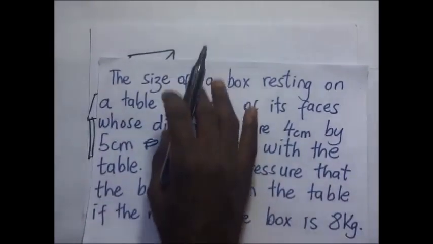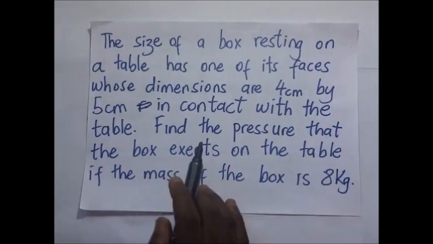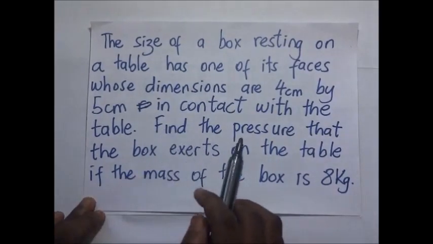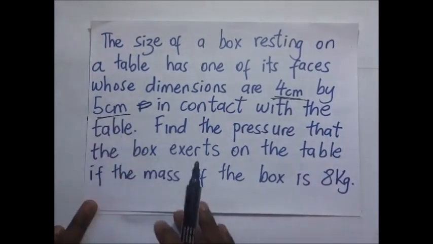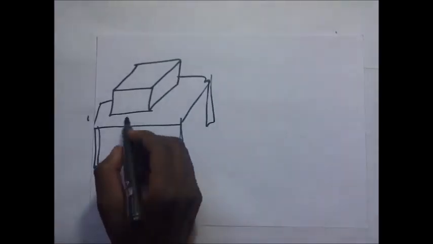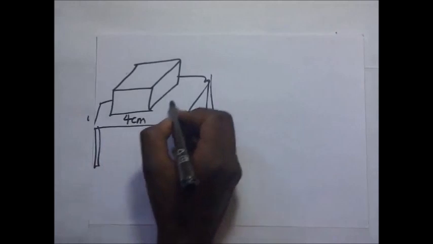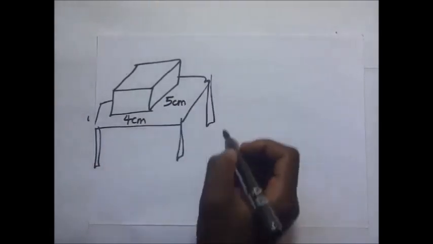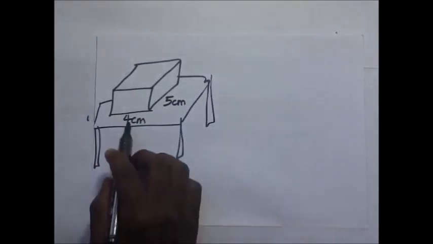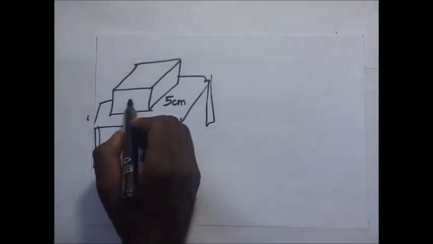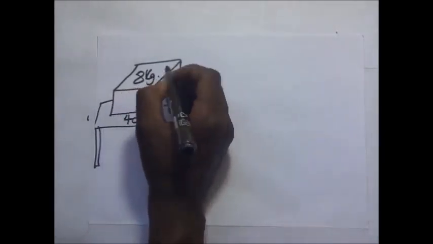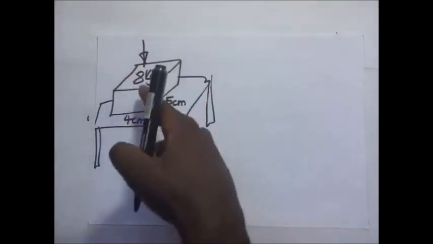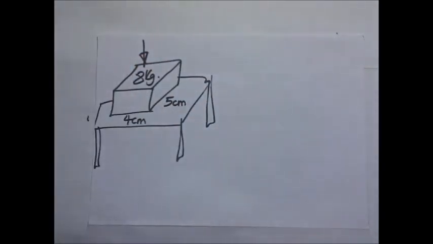Now, according to our question, the dimensions of the face of the box that is in contact with the table is 4 centimeters by 5 centimeters. It means that the dimensions here are, this is 4 centimeters and these are 5 centimeters. The weight of this box, according to our question, is 8 kilograms.